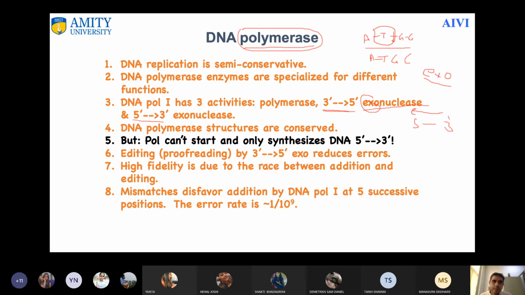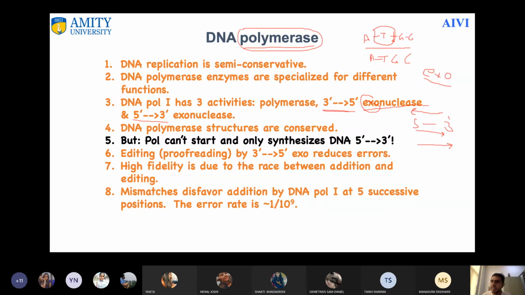Second is the 5 prime to 3 prime, meaning in the direction of your replication it can remove nucleotides. So three types of activities are present. One, the polymerase activity, that is going to be 5 prime to 3 prime. Second, it has a 3 prime to 5 prime exonuclease activity, that means the reverse direction, and one 5 prime to 3 prime, that means the forward direction. So how are these activities going to work?